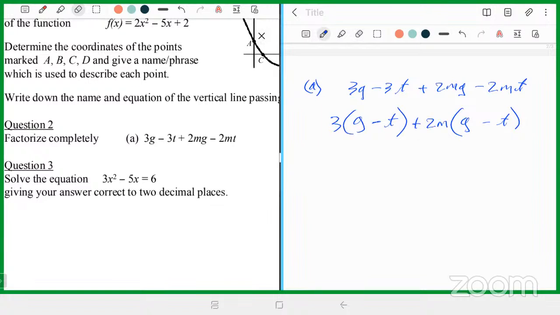And then what happens now is that this g minus t becomes our common factor on the next line. And so it is 3 times the common factor plus 2m times the common factor. And so it's like we're putting these 2 by the distributive law together, multiplying by that common factor. So it's like you have 3 apples plus 2m apples, giving us 3 plus 2m, and your opposite would be g minus t. Please, this cannot be factorized any further.